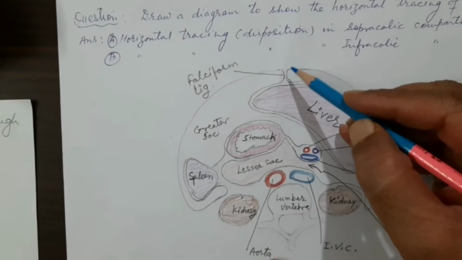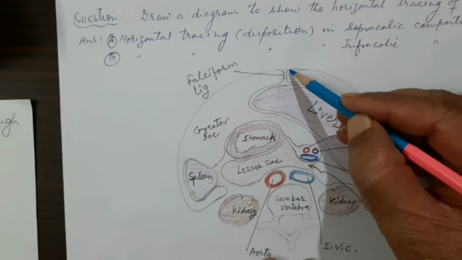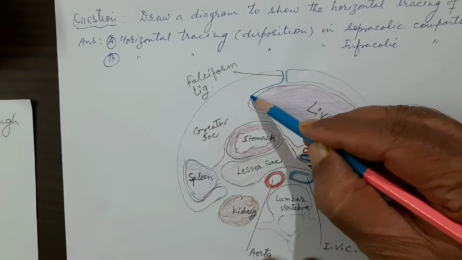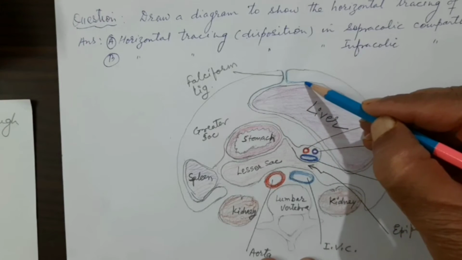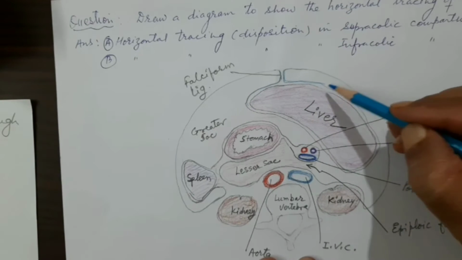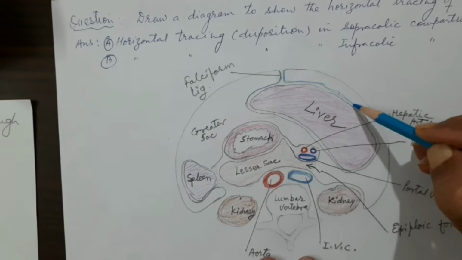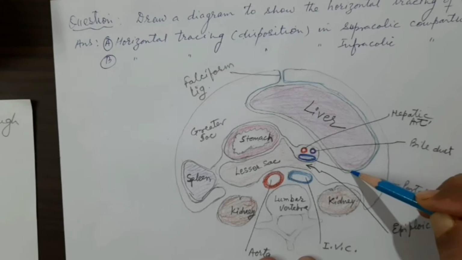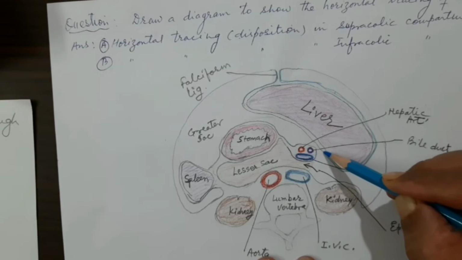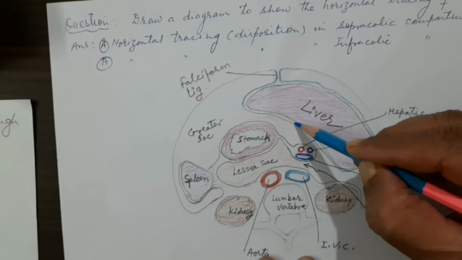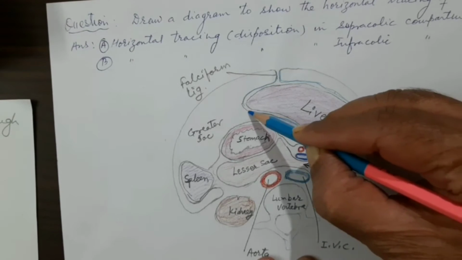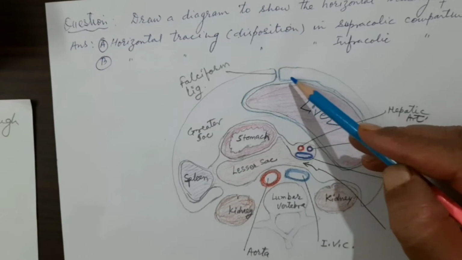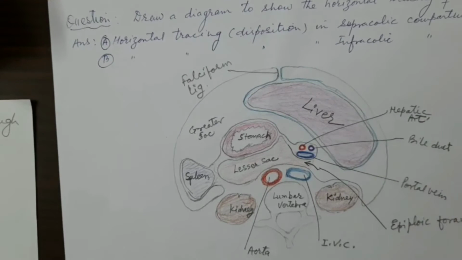You know what is falciform ligament? It is the double fold of the peritoneum which goes and reflects on the surface of the liver. See this falciform ligament, a double layered peritoneal fold, which after reaching the liver will just trace, and if you trace it, it will completely cover the liver at this section. See this?